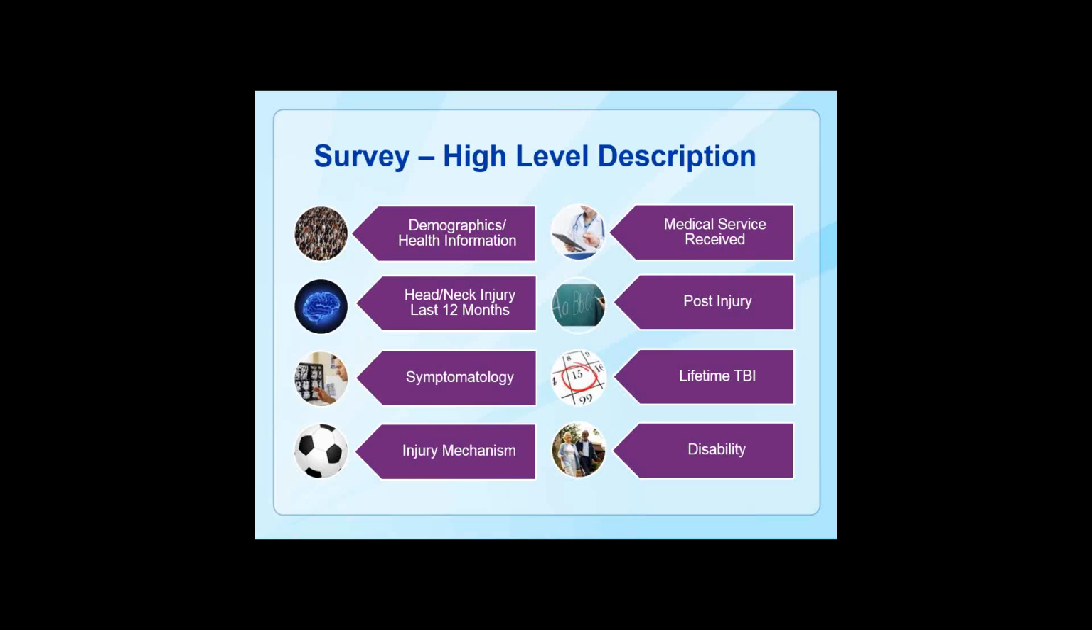Here, we are interested in TBIs that were diagnosed as well as TBIs that were not diagnosed. Additionally, we have a section about disability, and this section will only be asked of adults. We'll ask about currently experienced disabilities and ask if they are in relation to a head or neck injury.